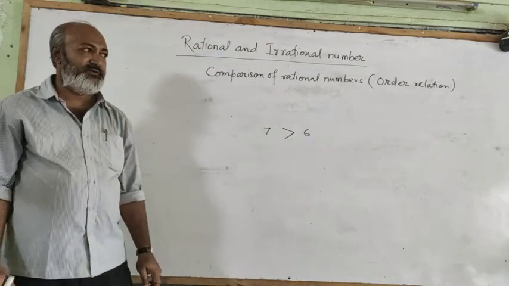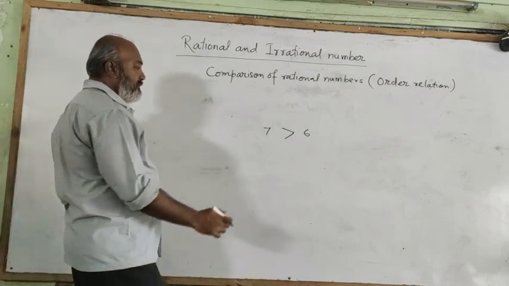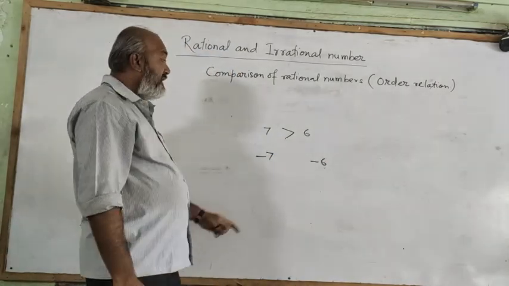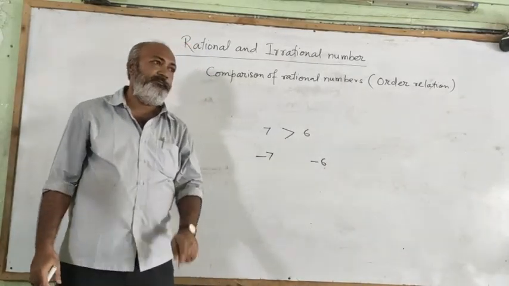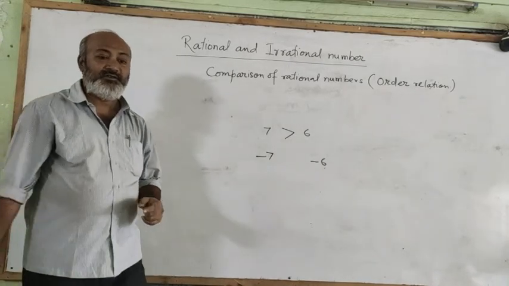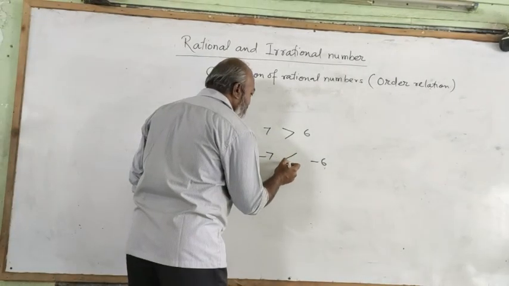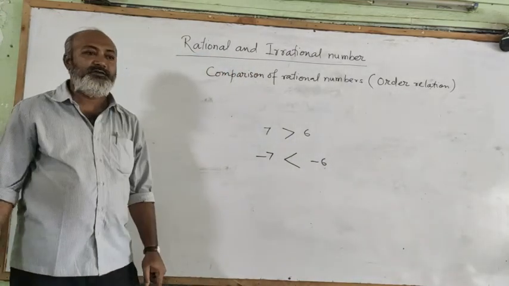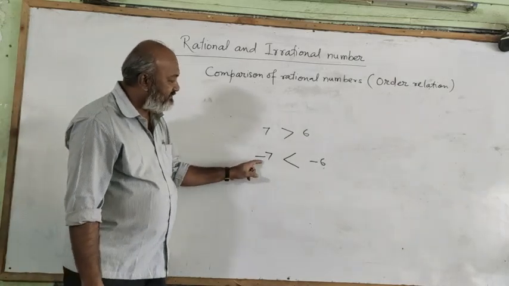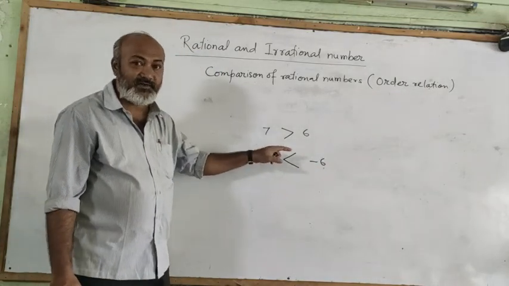7 is greater than 6. If I put a negative sign on both sides, minus 7 and minus 6, the sign of this inequality gets reversed, means this becomes like this. Suddenly, if we change the signs, it becomes less and it becomes more. Means minus 7 is less than minus 6.